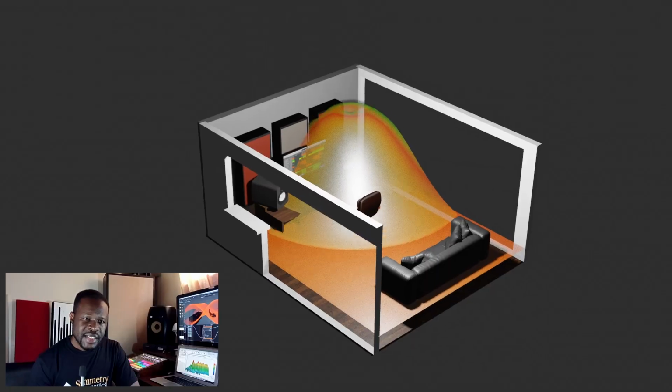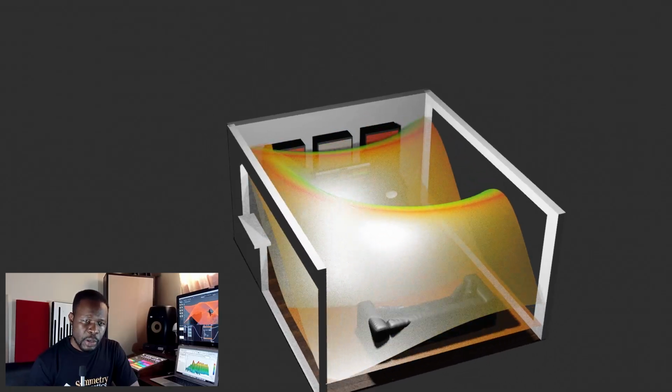Room modes are caused when wavelengths of low frequencies, frequencies with very long wavelengths, cannot fit into the room. When they are longer than the dimensions of the room, some of them will escape the room, some of them will bounce back as echo, and some of them will just create these regions of peaks and nulls across the boundary of the room.